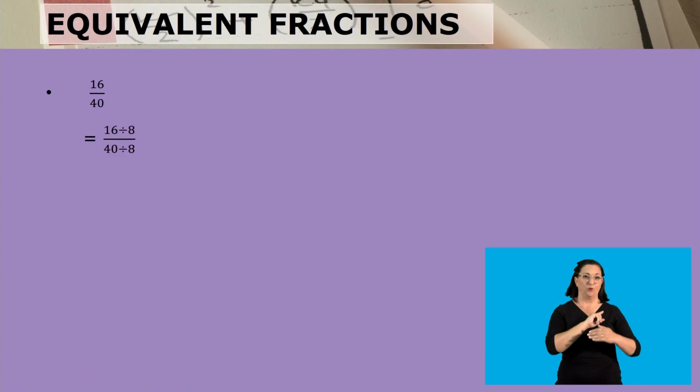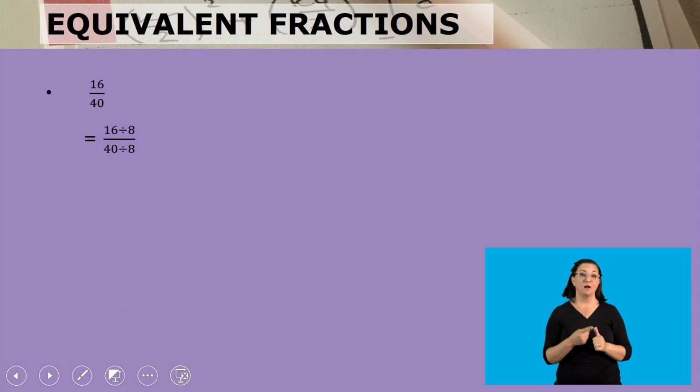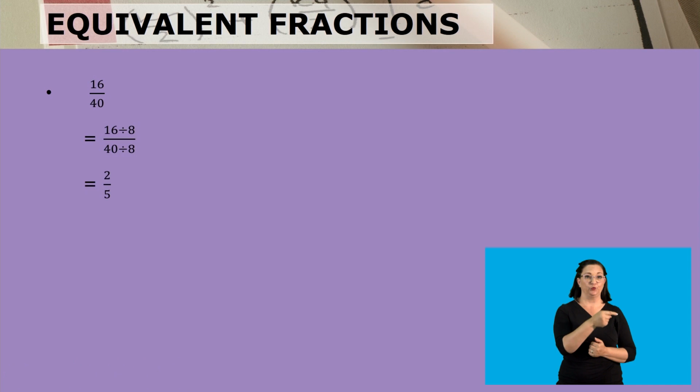Because now what we're going to do with that highest common factor is divide the numerator by 8 and divide the denominator by 8. And what answer do we get if we divide both the numerator and the denominator by the highest common factor? Again, we have 2/5.